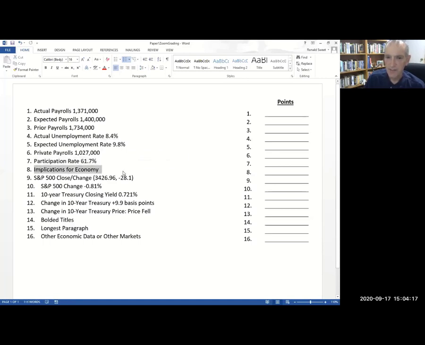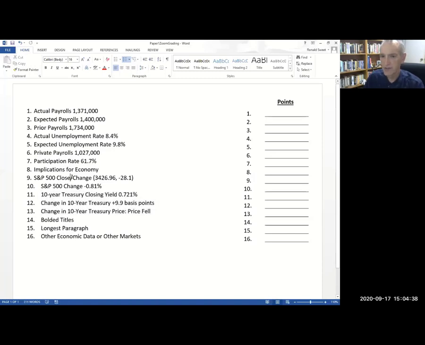Then something that talks about implications for the economy, we're looking for that. How did the S&P 500 do? How did it do as far as its change and the percentage change? How did the 10-year Treasury do?